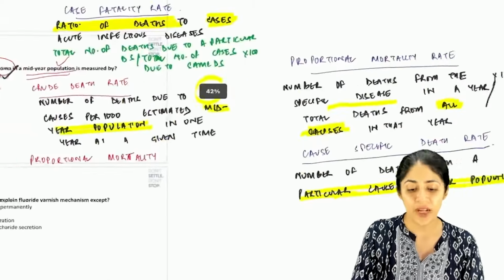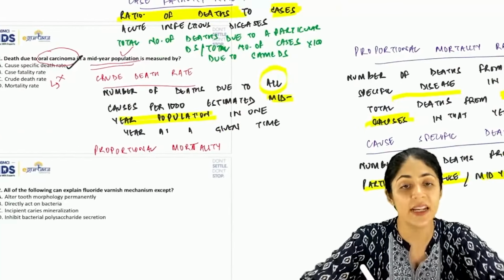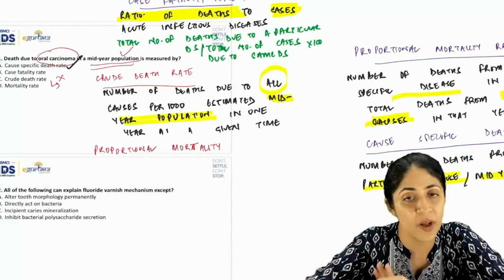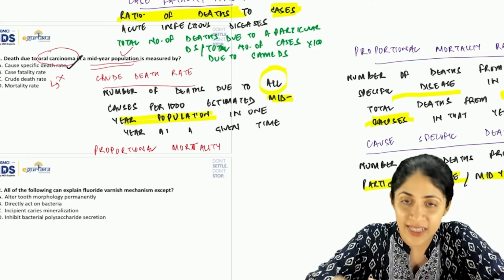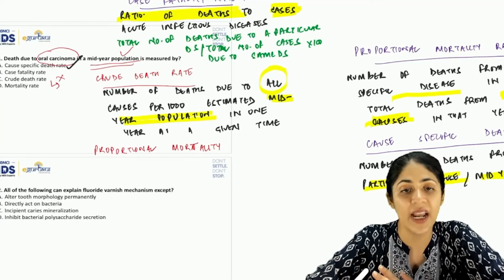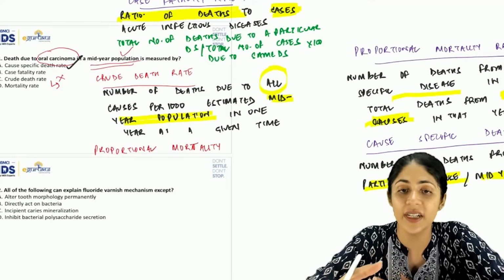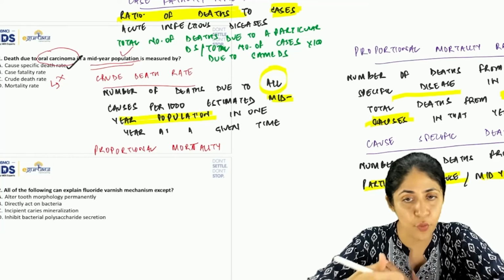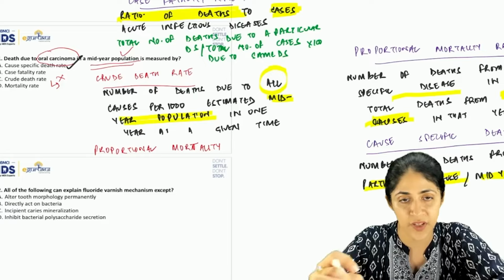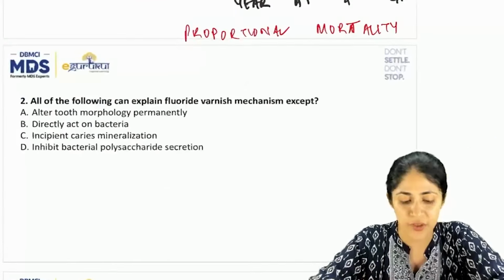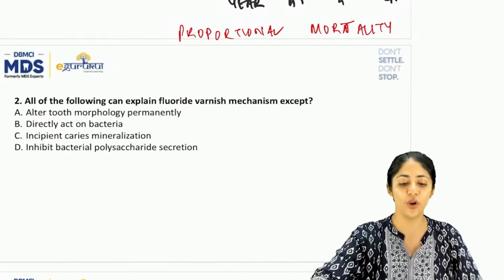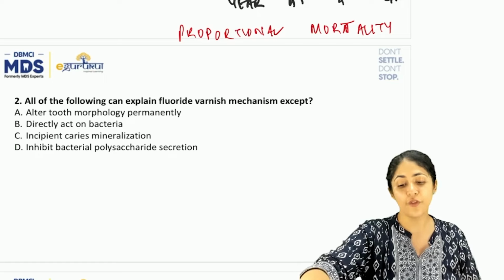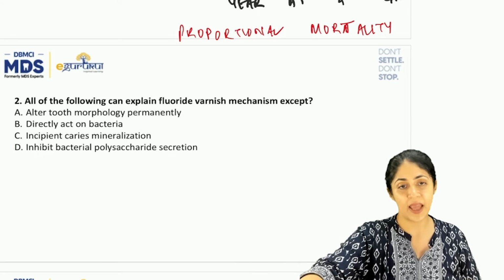Now there is also this option which is mortality rate. So basically all of these above are mortality rates. All the death rates come under the major heading of the mortality rate or the death rate. But the best answer here of all the options is the cause specific death rate. Understood? Now the next question is, all of the following explain fluoride varnish mechanism except.